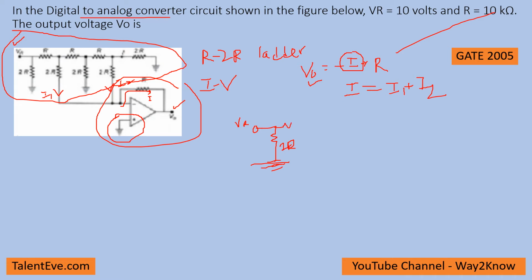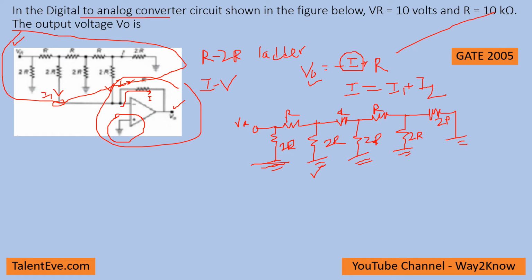The equivalent circuit of this R-2R can be represented this way. R, and then there will be 2R. Here we represented this as a ground. And then you have R, 2R again, and again this is a ground already, and again you have R, 2R. Now you have a 2R here, and the current is given as I. This is how the equivalent R-2R circuit can be represented.